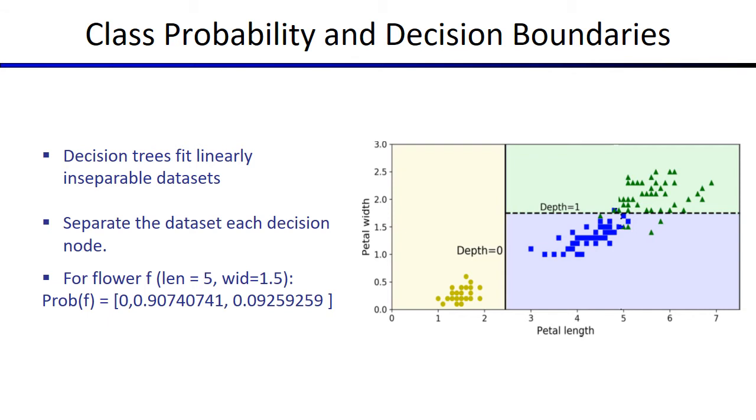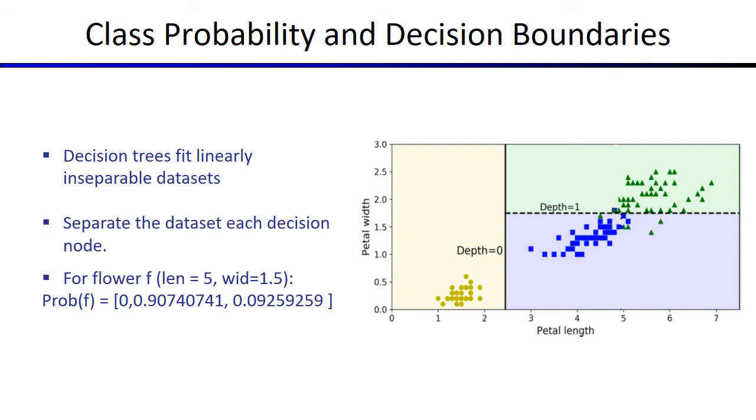Aside from predicting the class an instance belongs to, decision trees also estimate the probability that an instance belongs to a particular class K. This is done by traversing the tree to find the leaf node for the instance and returning the ratio of class K training instances in the node.